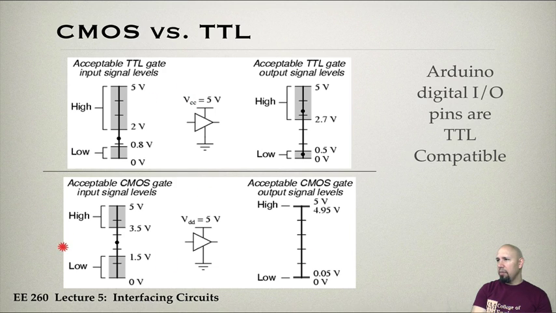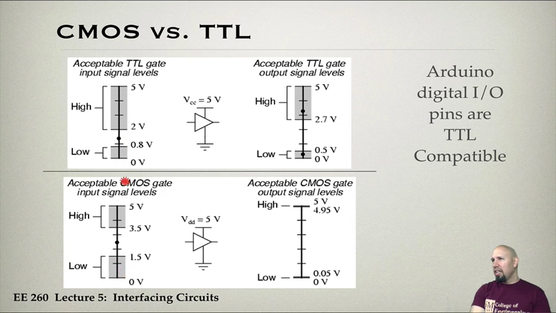These are the definitions for CMOS, for 5 volt CMOS. The input levels are between 3.5 volts and 5 volts for high, and for low it's 0 to 1.5 volts. So CMOS will accept these. Notice this will accept 1.5 volts as a logic low, whereas TTL will not. I'm sorry, the 1.5 volts here that will be accepted by CMOS is not acceptable by TTL.